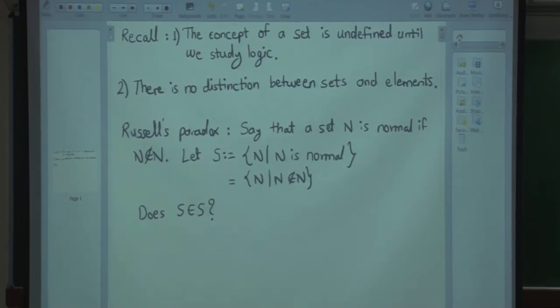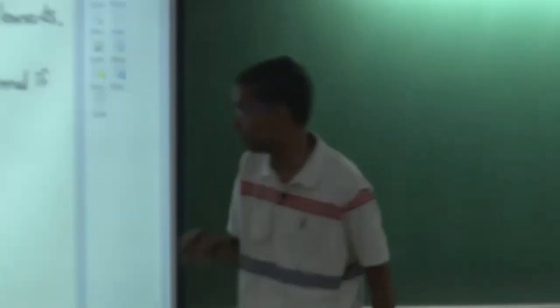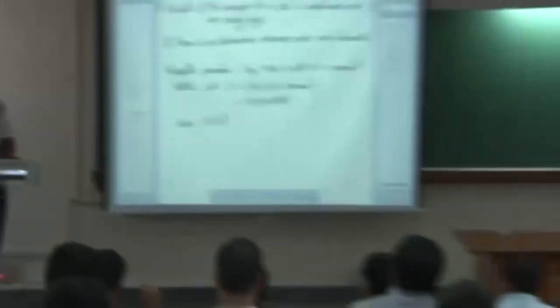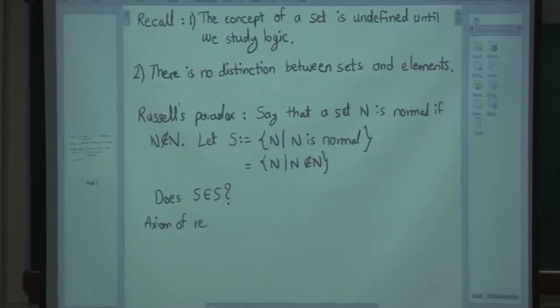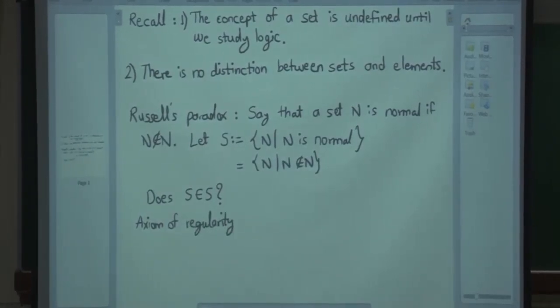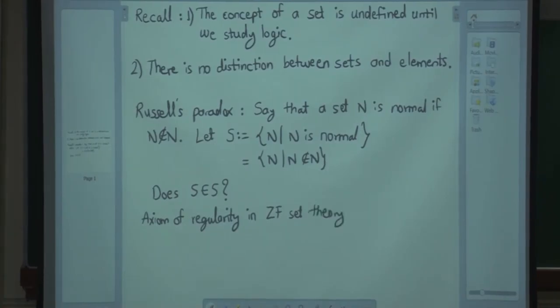Any ideas? By introducing a new axiom. What kind of axiom? Certain kinds of sets are not allowed. Yes, that's correct actually. According to Zermelo-Fraenkel set theory, S is not allowed to be a set. So I will give you something: there is something called the axiom of regularity in ZF set theory. It doesn't really state this, it's a consequence. It states that each set is normal.